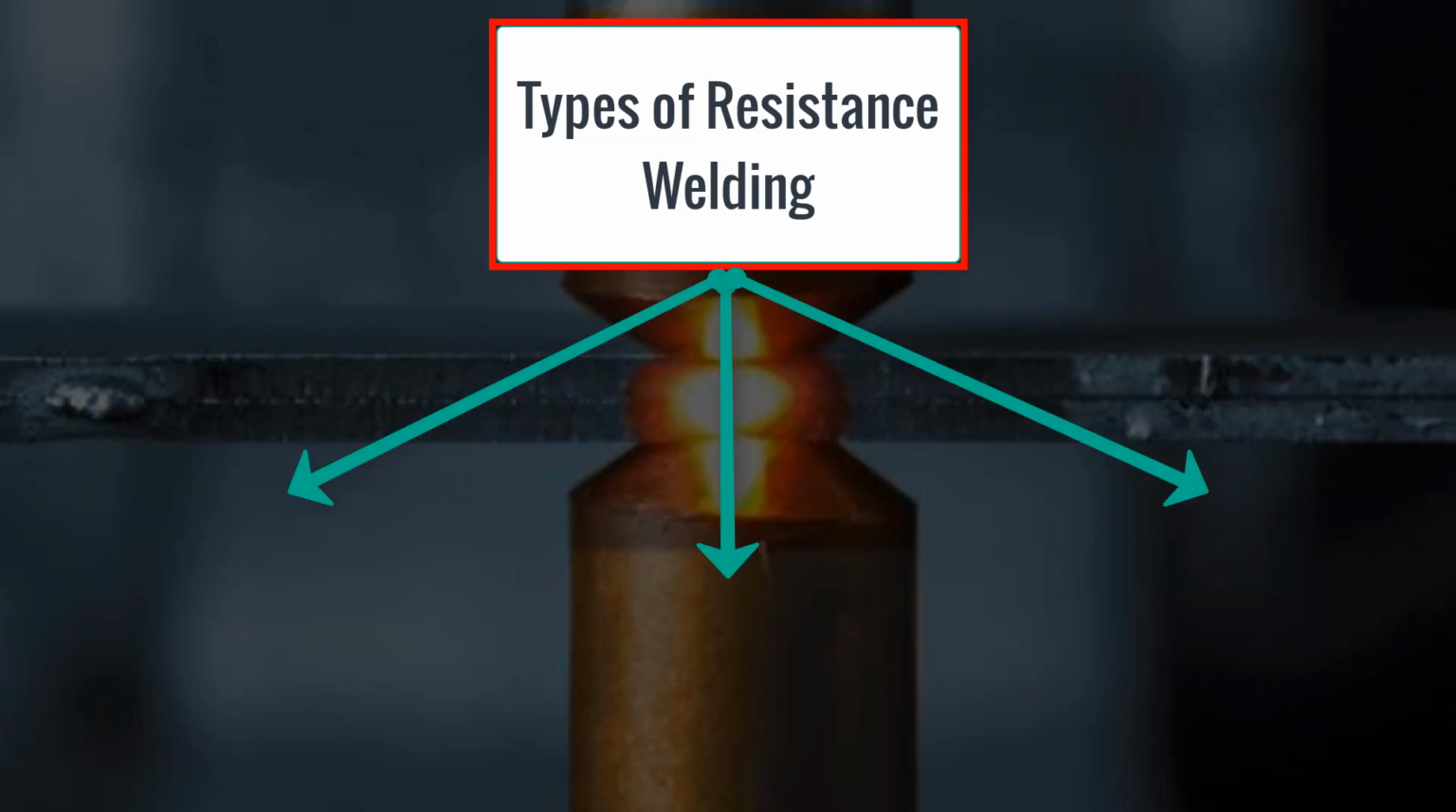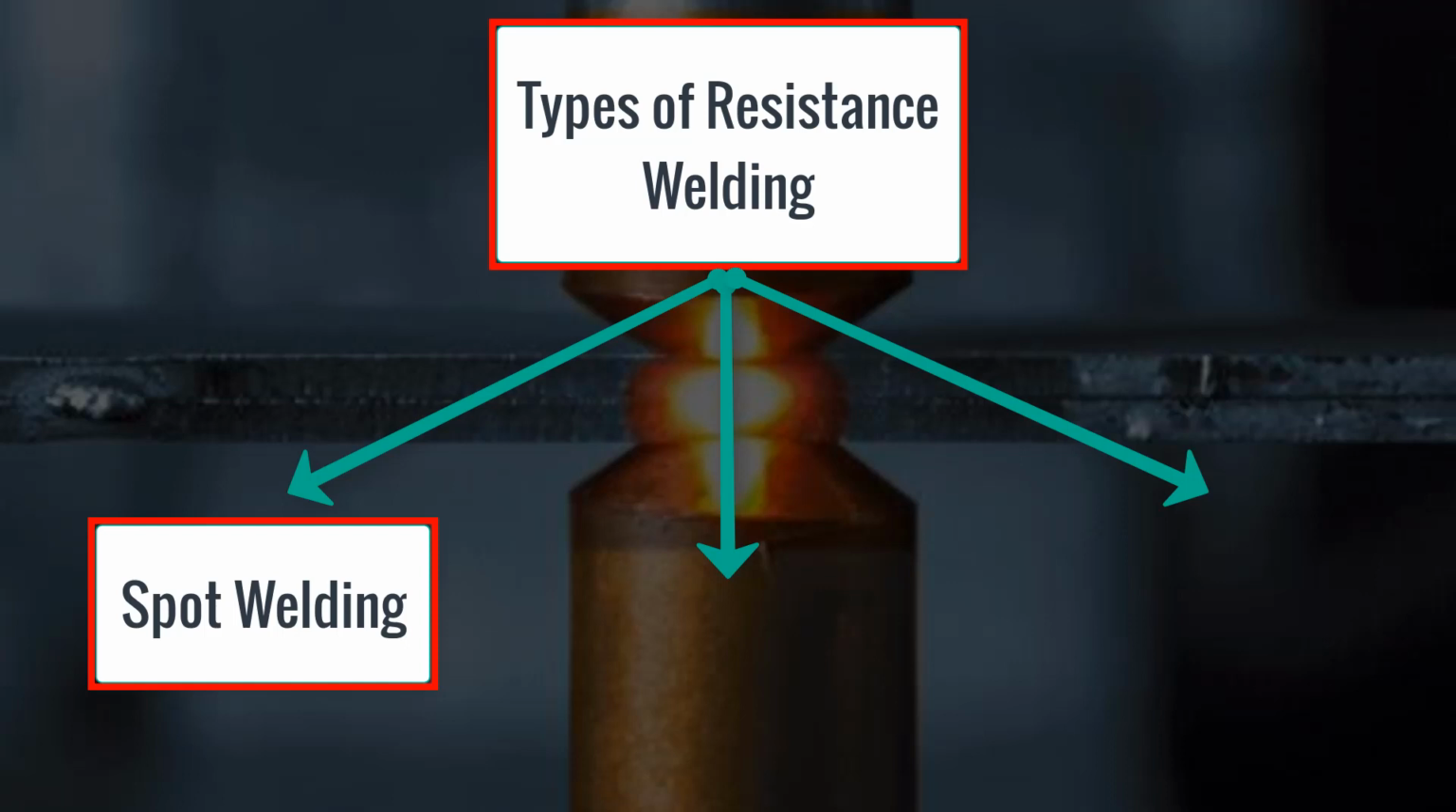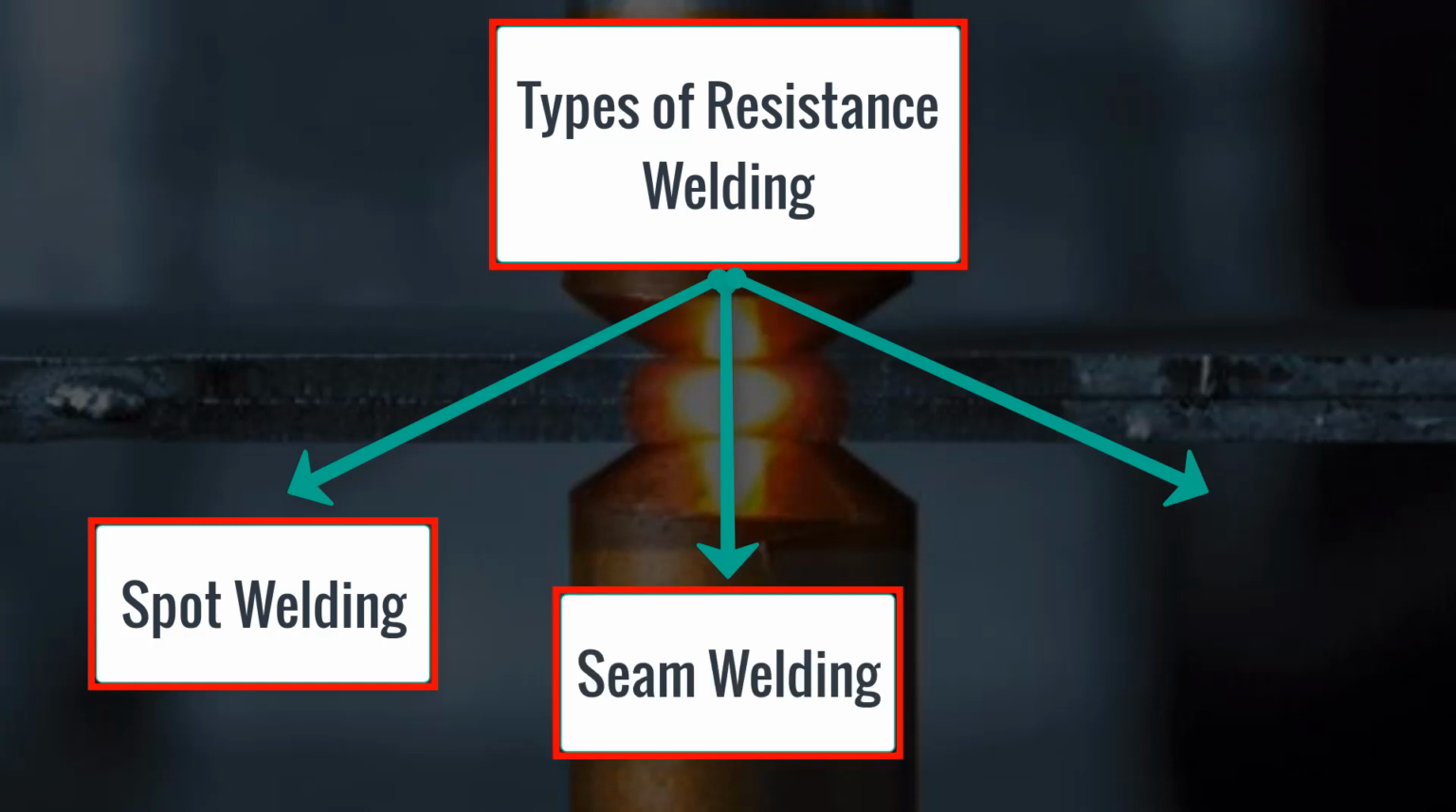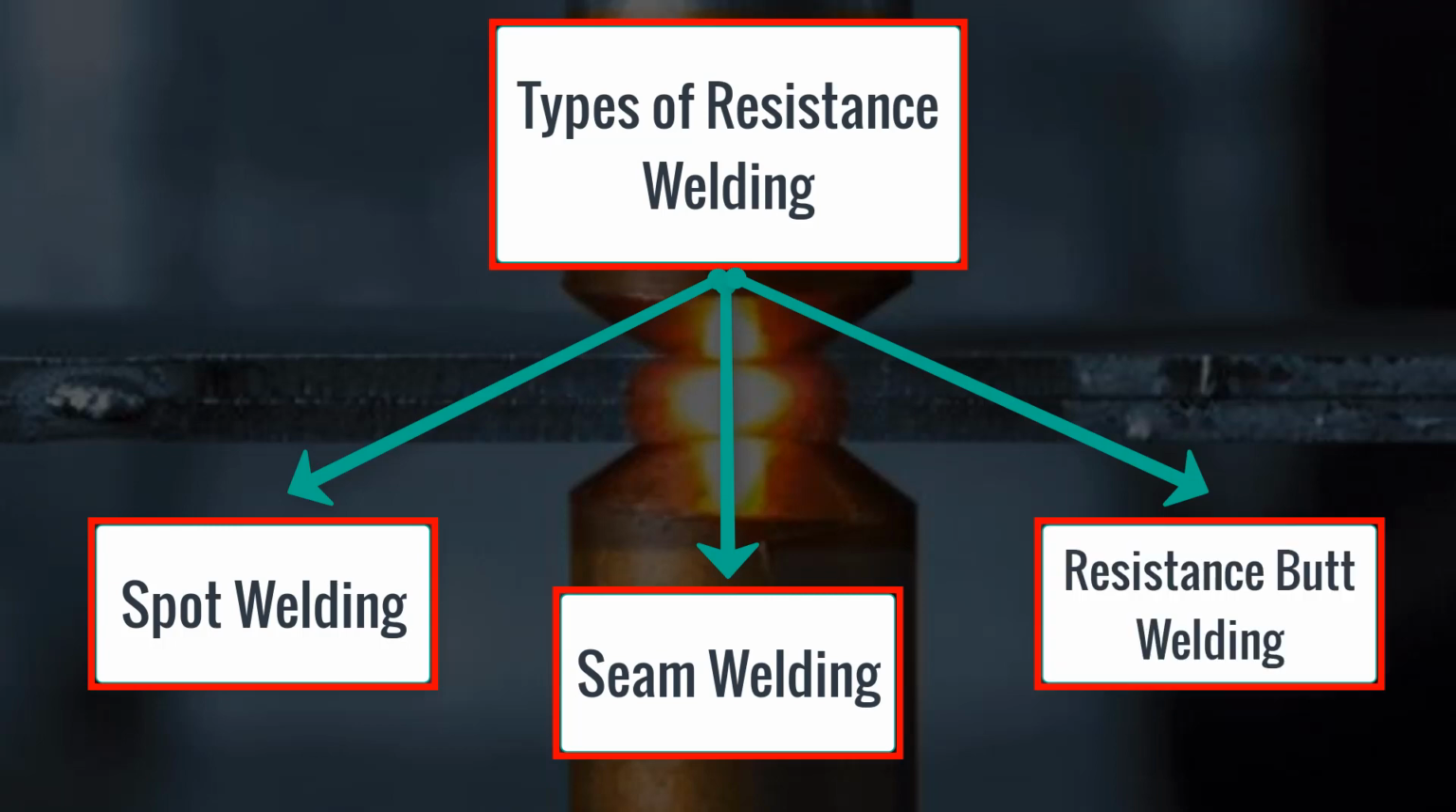Under the category of resistance welding, there are three processes. The first one is resistance spot welding. As the name suggests, welding is done at a single spot. Another is seam welding, that is along the line. It means welding can be generated along some path or along the line. Resistance butt welding is also one of the types of resistance welding.